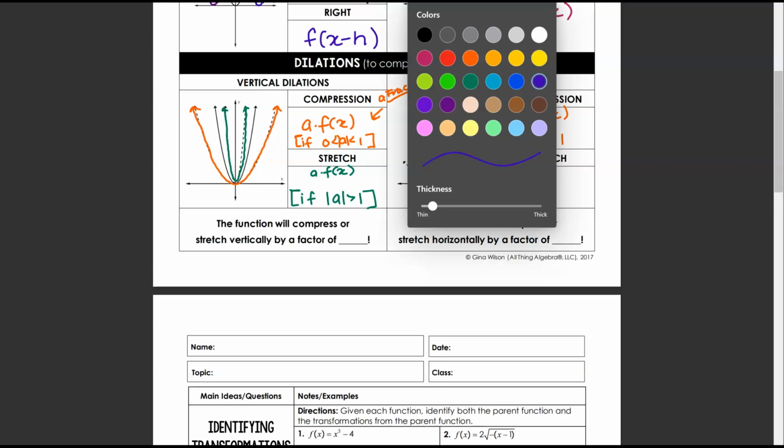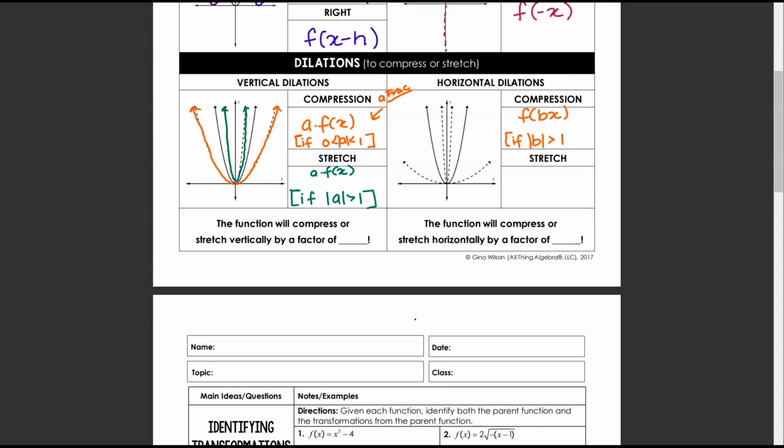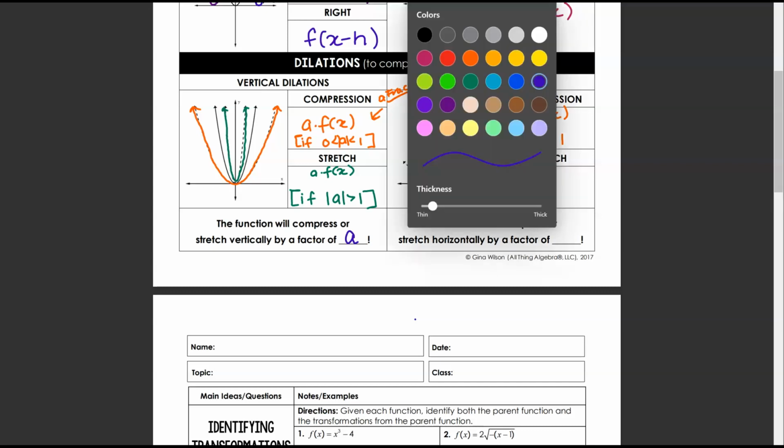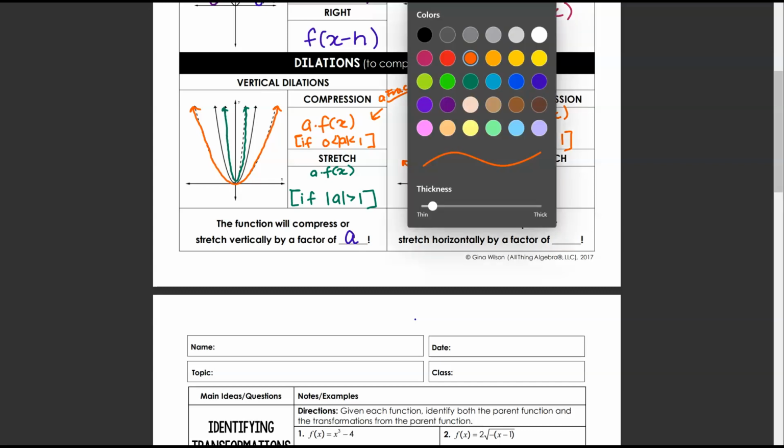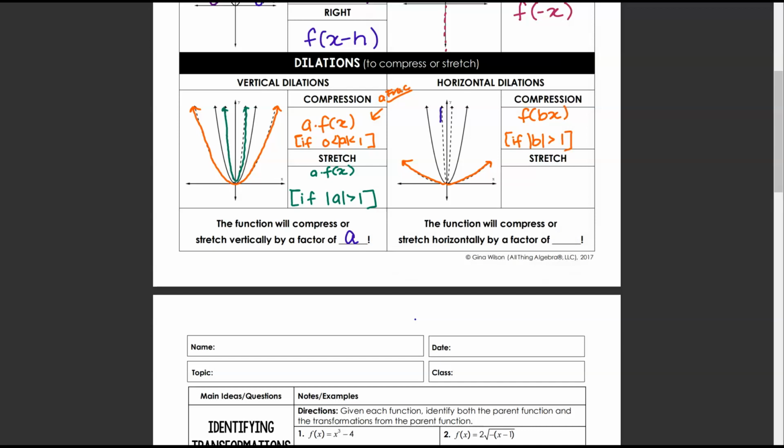So coming back over here, this is saying the function will compress or stretch vertically by a factor of a. So a is however it's being compressed or stretched. So we call it a factor of a. So here our compression, whoops, I forgot this bracket. The compression is going to be here. Okay. And so now the stretch is going to be this function right here. So notice how it's being stretched.